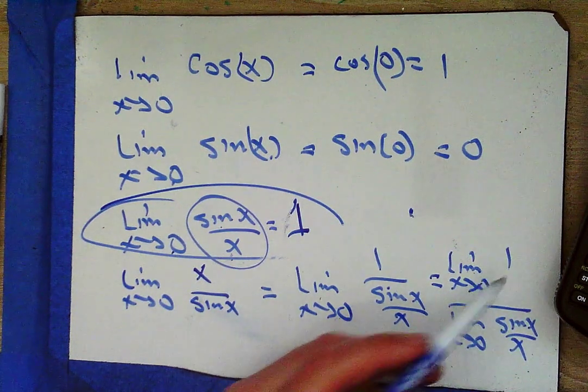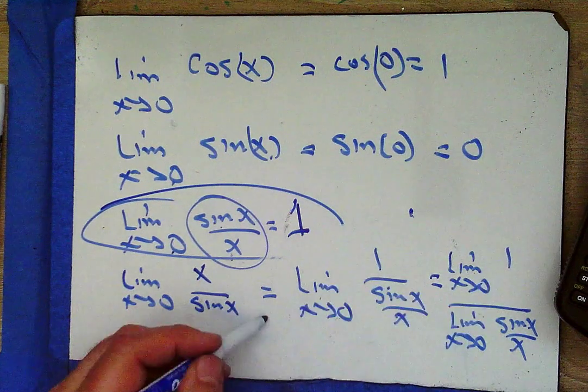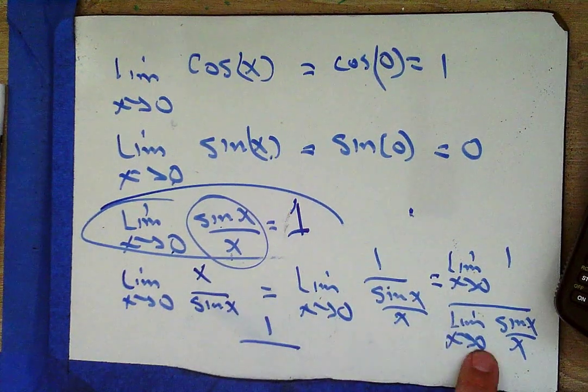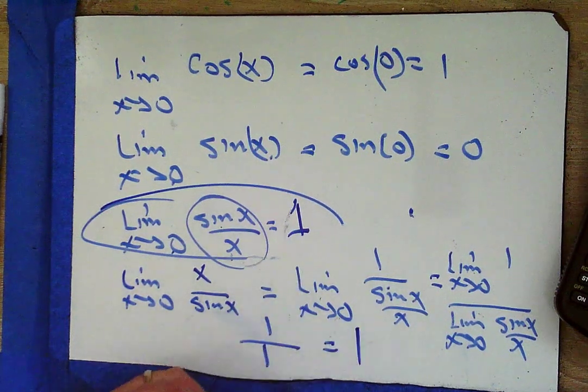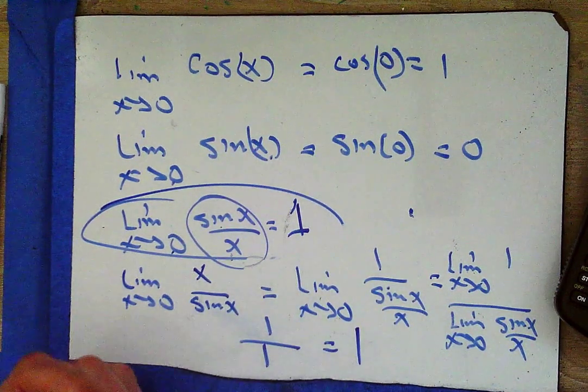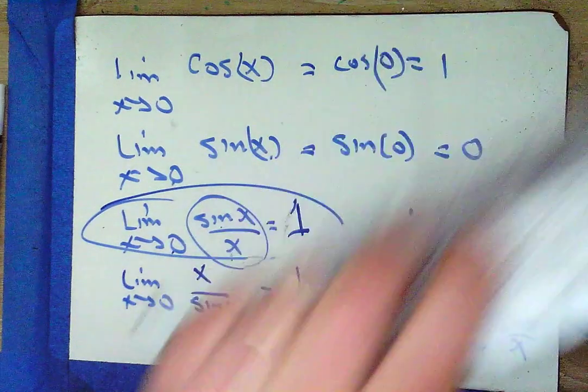What's the limit of a constant? The limit of the constant is 1. What's the limit as x approaches 0 of sine x over x? Oh, we know that. That's 1. And so we get 1 here. Okay? So I can use my properties to evaluate.